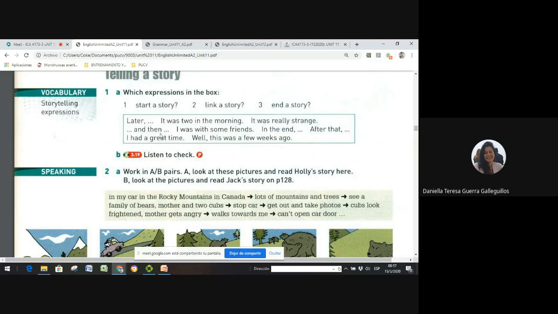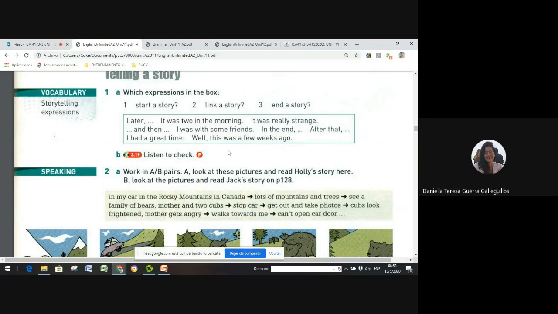And then, to link a story. Absolutely, yes. I was with some friends. To start. Yes. In the end, to end a story, right? After that, to link a story. Yes, I had a great time. To end the story, right? Well, this was a few weeks ago. To start a story.